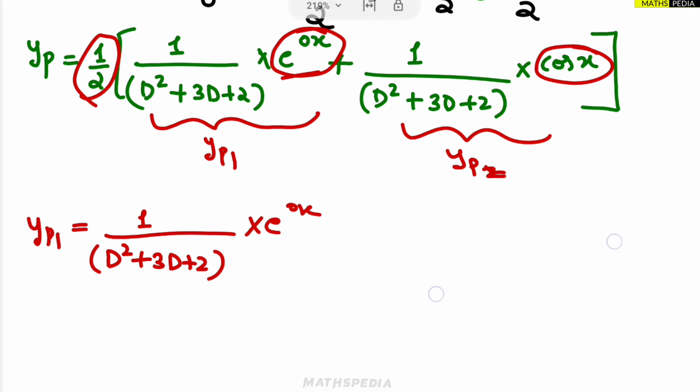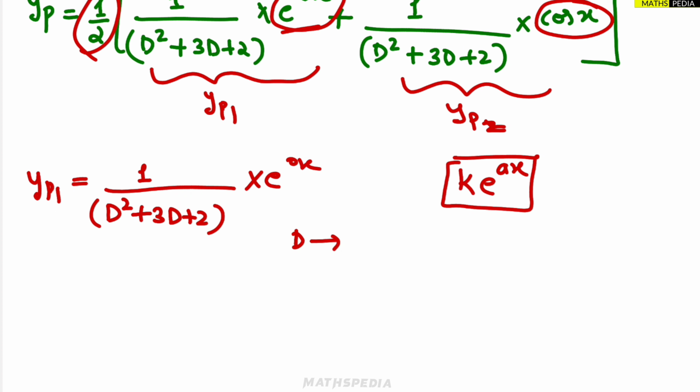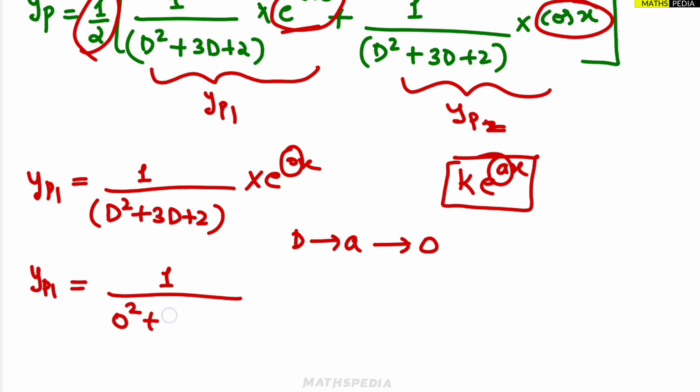So what is the procedure for e power ax? We have already studied k into e power ax. What is the procedure for that? We have to substitute the D value as a. A in the sense, here what value are we going to substitute? Compare it. What is a here? a is nothing but 0. So in place of D we are going to substitute 0. So yp1 will become 1 divided by, instead of D, 0. So 0 square plus 3 into 0 plus 2, into e power 0x, which will remain as it is.